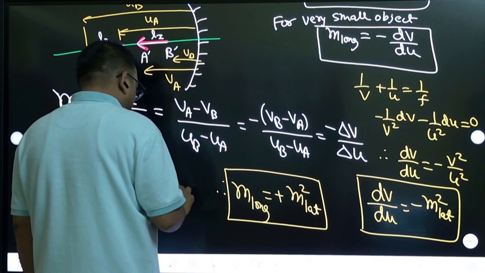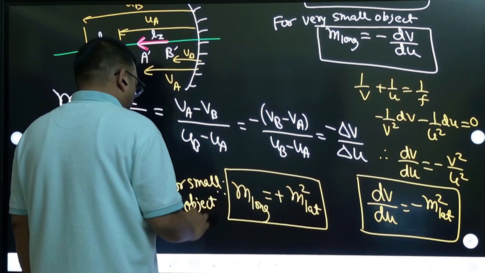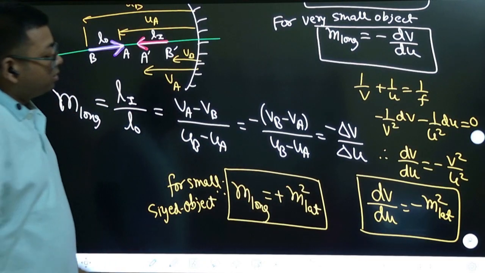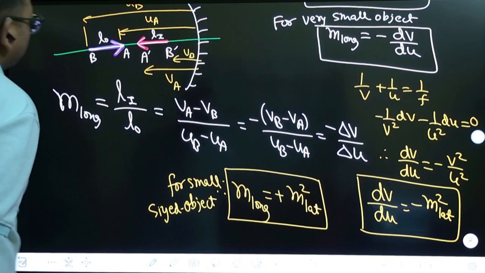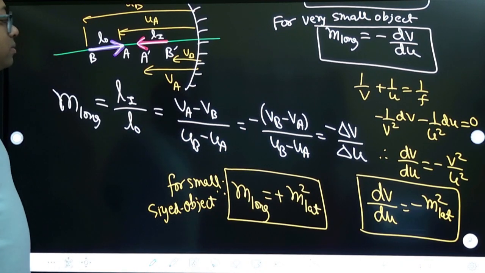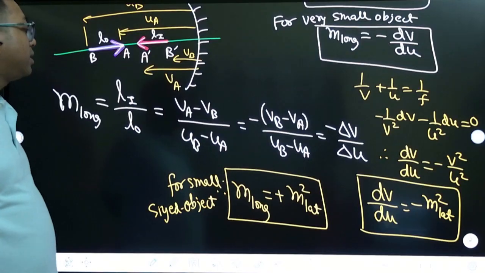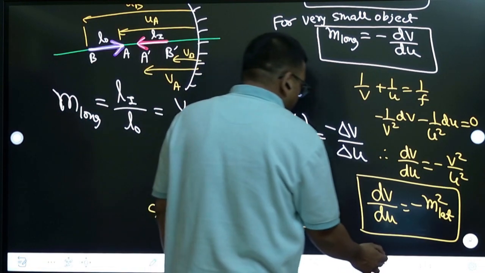So this is only for small sized object. Okay, this formula we can use. Magnification will be like this. Clear? Right? So like this we can do the calculation for lateral magnification, longitudinal magnification. Now take some examples about how magnification will happen.